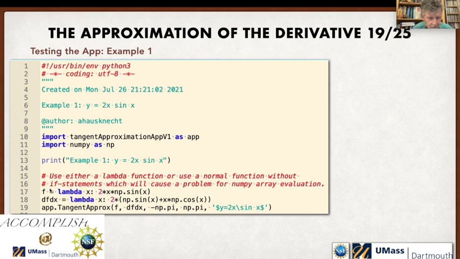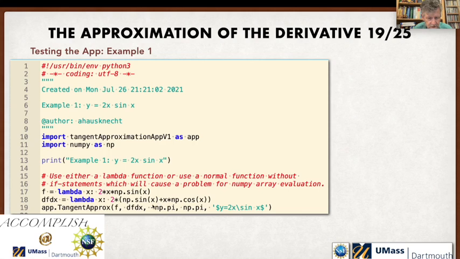And now down here, you can see I've created two lambda functions, one representing the function itself and one representing the derivative. Now inside I'm using numpy, and you have to use numpy here, otherwise the app won't work. That's why I had to import numpy as np. So I'm using the sine built into numpy and the cosine built into numpy.